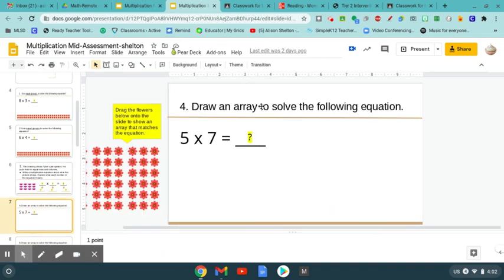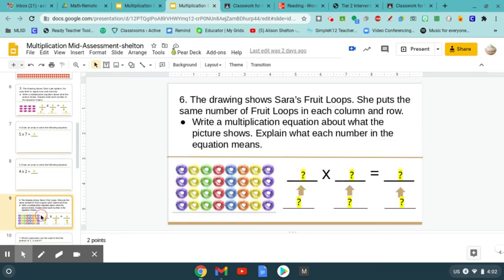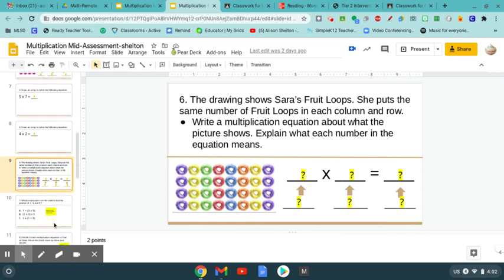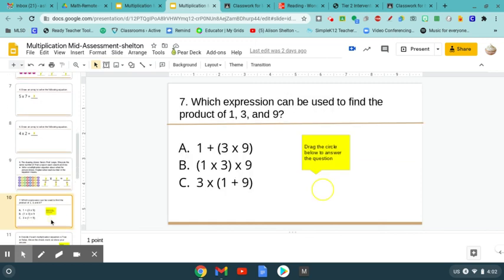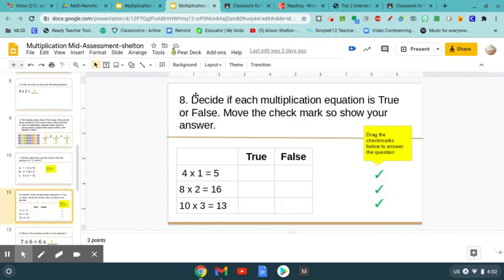This one says draw an array. Use these little flowers to make the array that shows this equation. Same here. Draw an array. Use these little cars to make this array. Again, on this one, you have a picture right here. Show the equation it forms and what the numbers in the equation mean. Please read this and see what you're supposed to do.